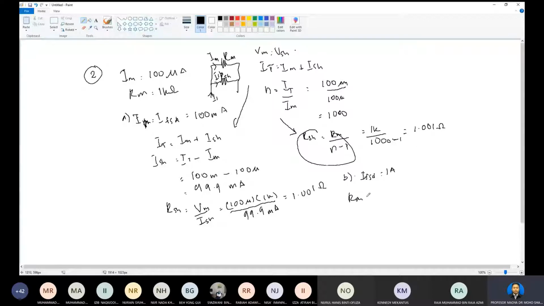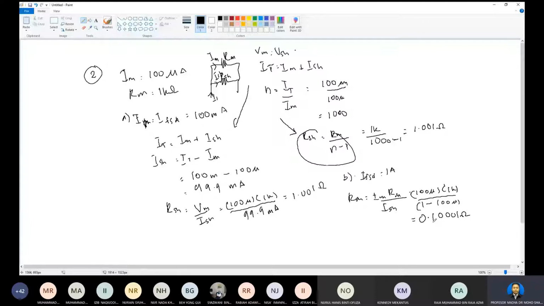I shunt, I m, Rm, divided by current shunt equals 100 micro multiplied by 1 kilo, divided by 1 minus 100 micro, for I shunt. And then the shunt resistance is 0.10001 ohms. So this is if the full scale deflection is 1 ampere. The resistor is 0.10001 ohms.